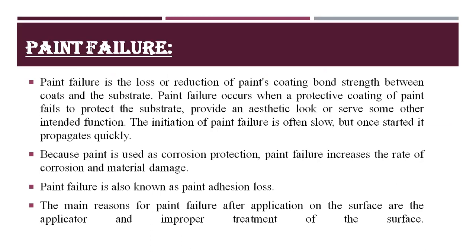The initiation of paint failure is often slow, but once started, it propagates quickly. Because paint is used as corrosion protection, paint failure increases the rate of corrosion and material damage. Paint failure is also known as paint adhesion loss. The main reasons for paint failure after application on the surface are the applicator and improper treatment of the surface.